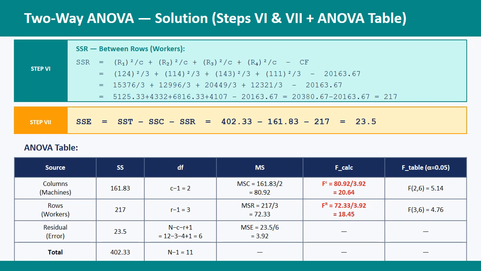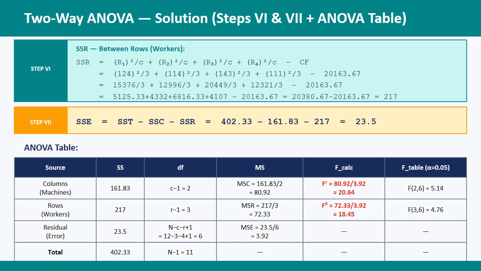The next step is finding the sum of squares between the rows. In the given sum, workers represent the rows. Similar to SSC, the value of SSR is going to be 217. For SSC and SSR in two-way ANOVA, we have to remember one thing. Here C represents the total number of elements in each row, and in the previous slide R represents the total number of elements in each column. So we should not put the number of columns and number of rows in SSC and SSR, but we should put the total number of elements in both rows as well as in columns.